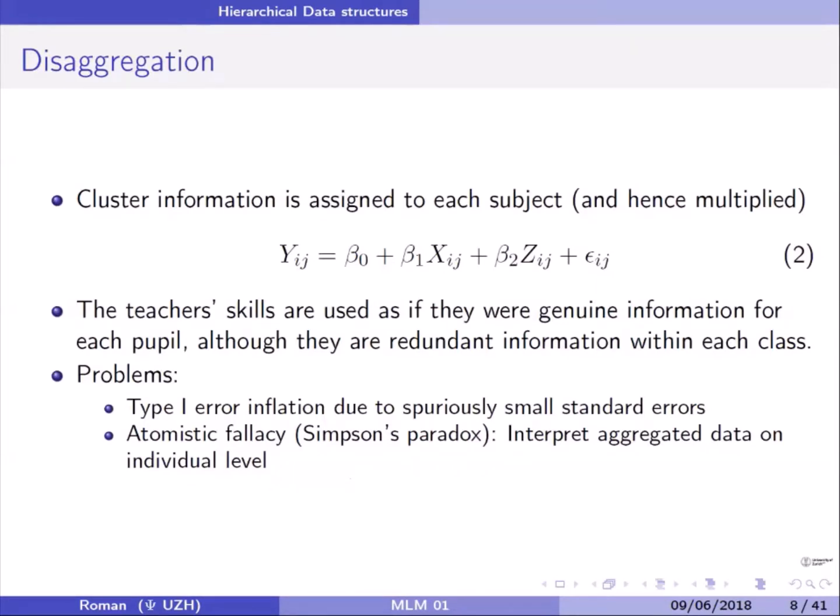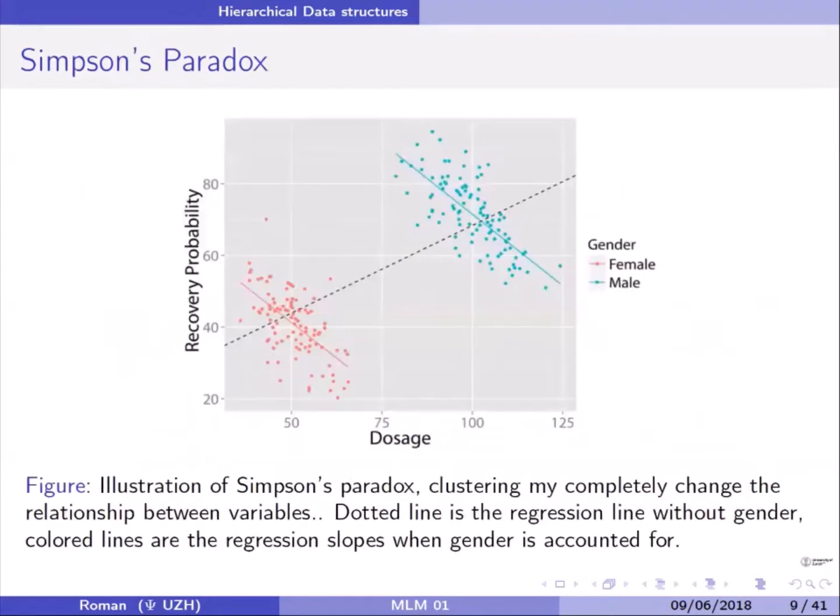This is an issue. Now, another problem comes into play here, which is the atomistic fallacy, which I've always known as Simpson's paradox, which is interpreting aggregate data on an individual level. Let's take a look at what Simpson's paradox looks like here. So here we have just a random plot where we have some dosage of a drug on the x-axis and then some recovery probability on the y-axis. So you can see here that the dotted line would be the regression equation if we didn't take gender into account.